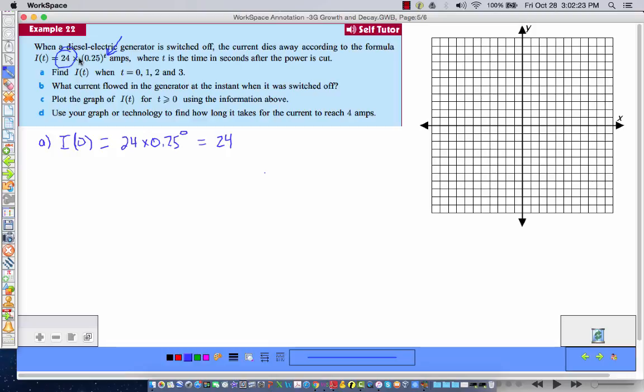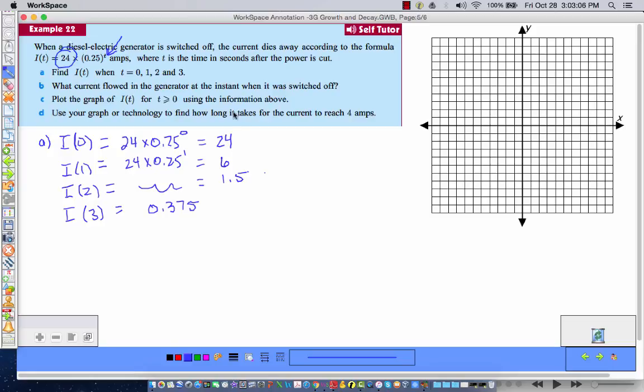Never mind. So that's the initial power that's going away, the initial amps. Okay, so then I sub 1 would be 24 times 0.25 to the first power, and that turns out to be 6 amps. And then same thing, I sub 2 is going to be equal to, instead of a 1, we would have a 2 here, and that's going to be 1.5 amps. And then I sub 3, I will tell you, is equal to 0.375 amps.